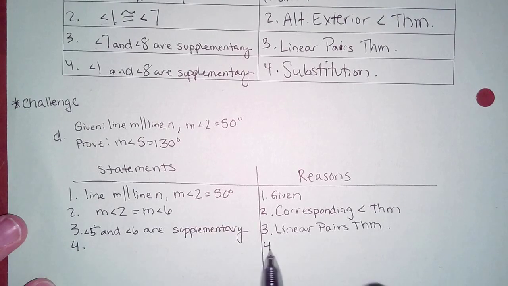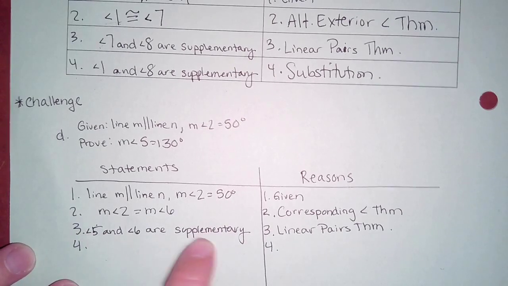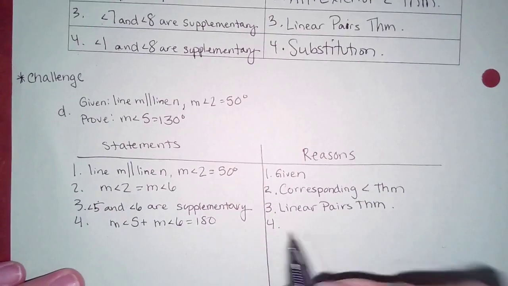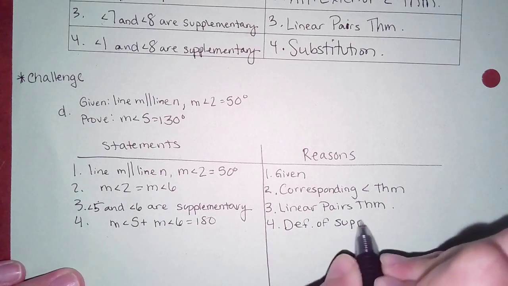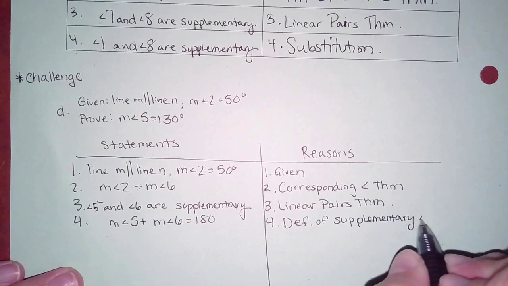Now I'm thinking I'm going to have to do subtraction in order to get to angle 5. So let's go ahead and set up an equation. What does it mean that these are supplementary? Well, it means that if I were to add these two angles together, they would equal 180. So measurement of angle 5 plus measurement of angle 6 equals 180 degrees. How do I know that? Because of the word supplementary. So I'm going to write for my reason, definition of supplementary. You could leave it like that, or supplementary angles.